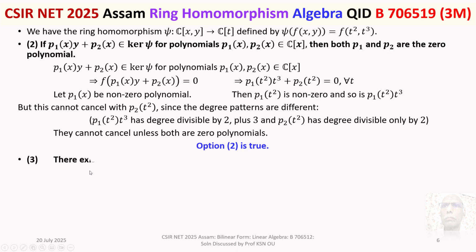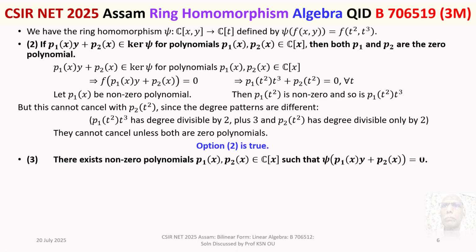We move on to option 3. There exist non-zero polynomials p1 of x, p2 of x belonging to C[x], the polynomial ring, such that psi of p1 of x y plus p2 of x is equal to 0. If you see carefully, the statement of option 3 is the negation of the statement of option 2. Option 2 is true. The negation of a true statement will be false. Therefore, this is a false statement.